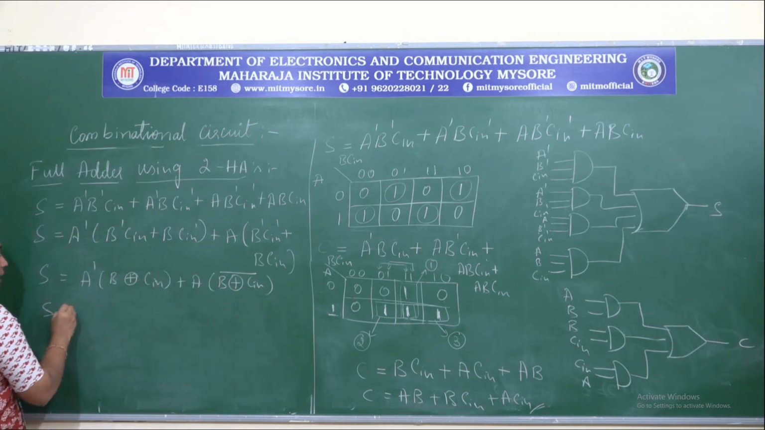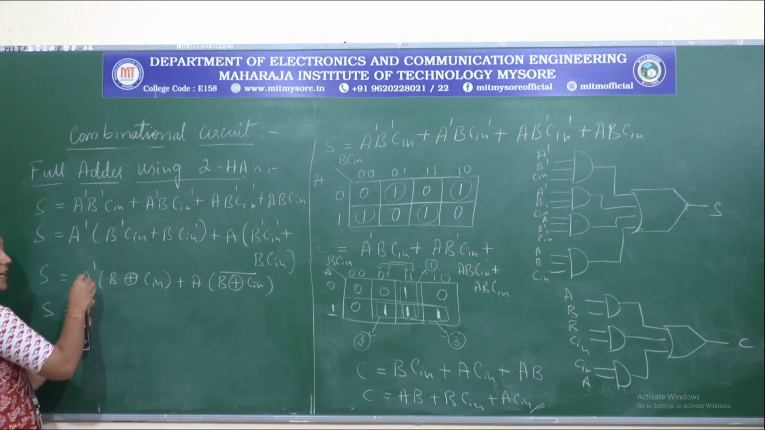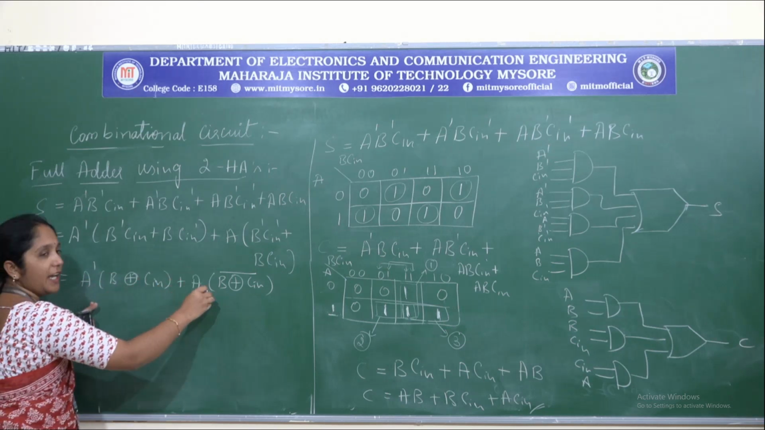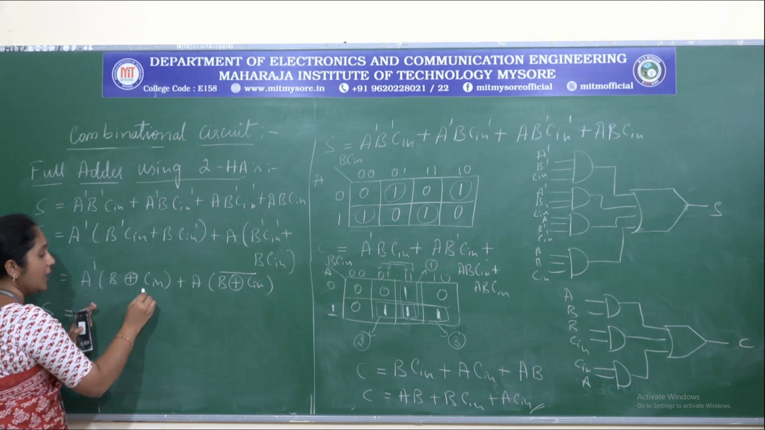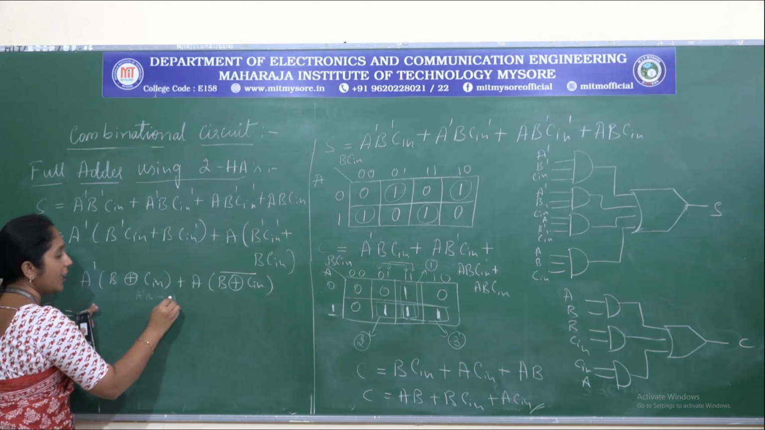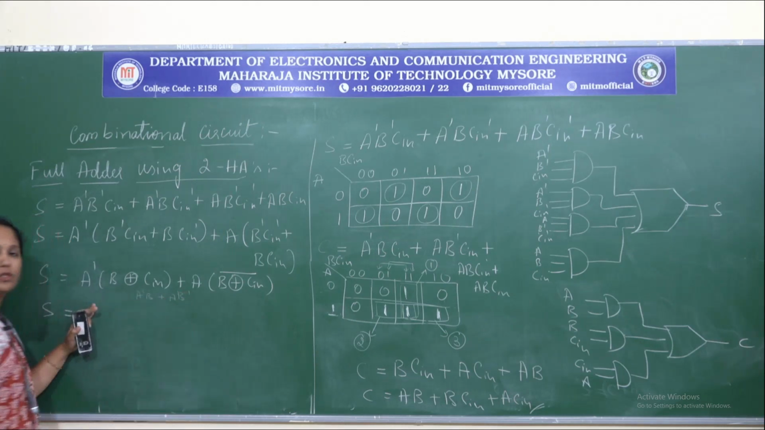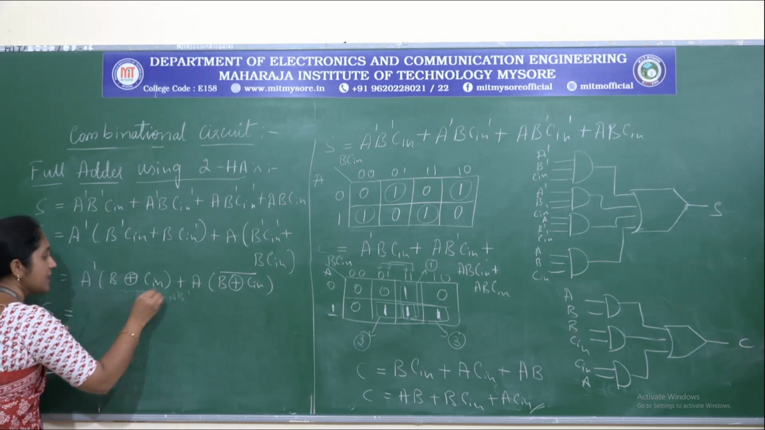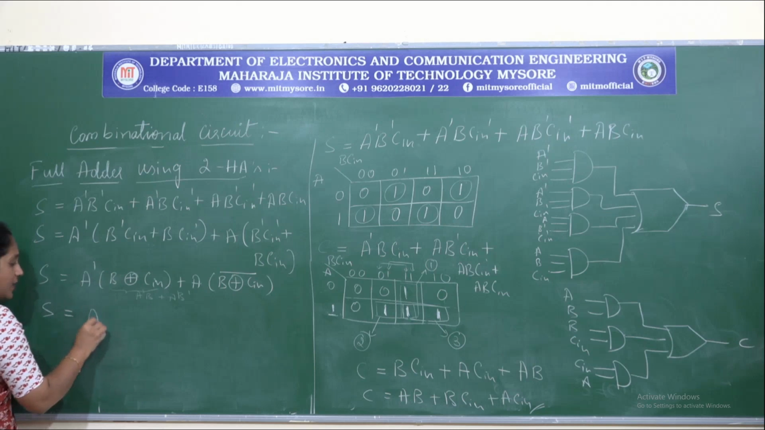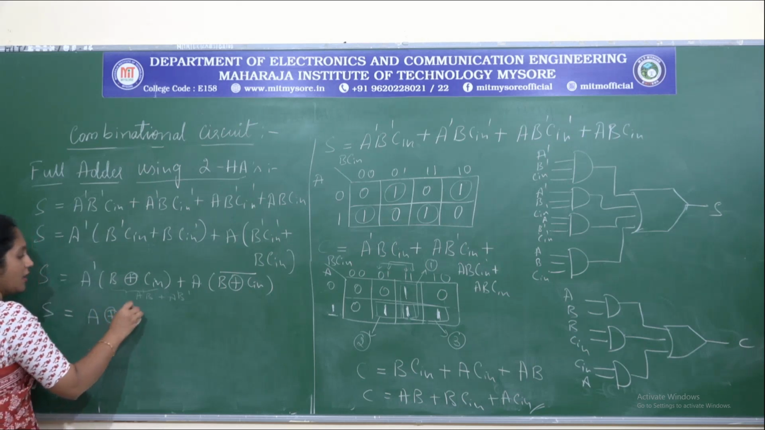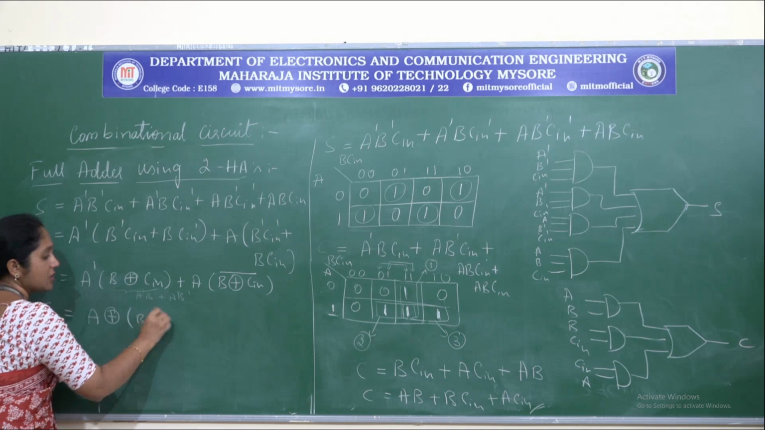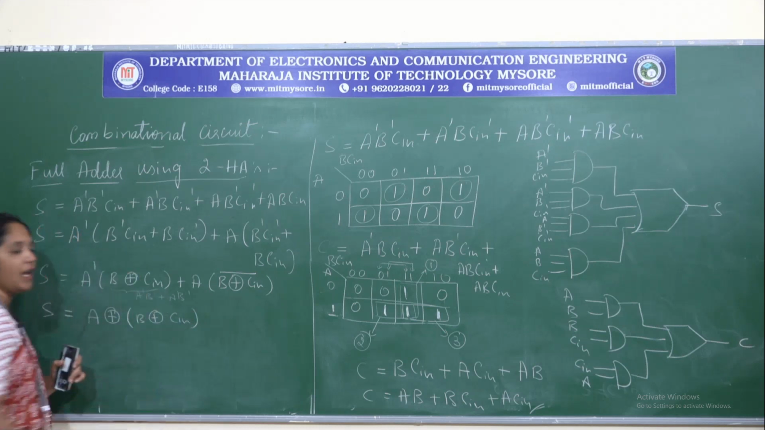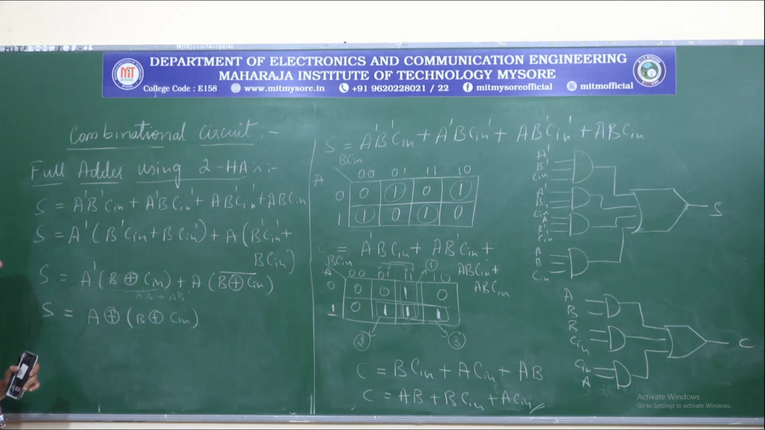Further, if you observe, it resembles A dash B plus A B dash. It is nothing but an XOR gate again. Therefore, considering this as a single variable, we can represent this as A XOR B XOR Cn.